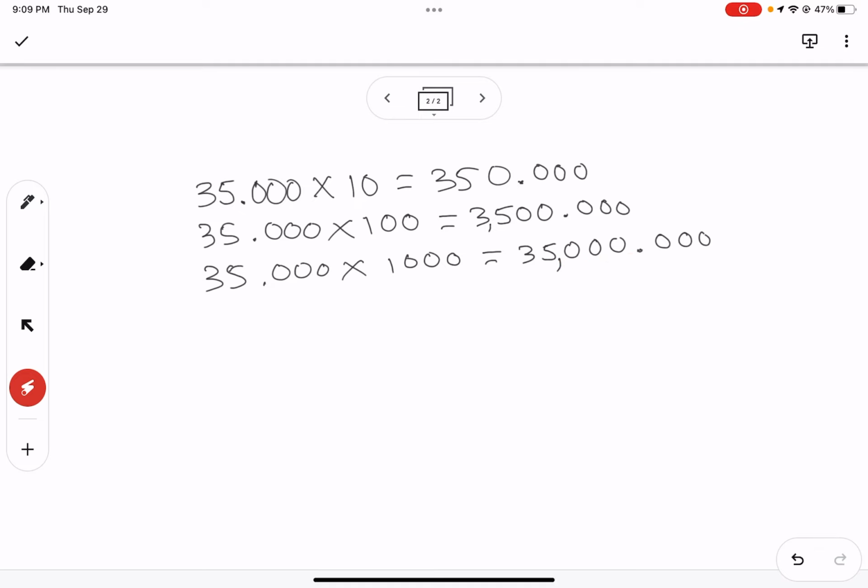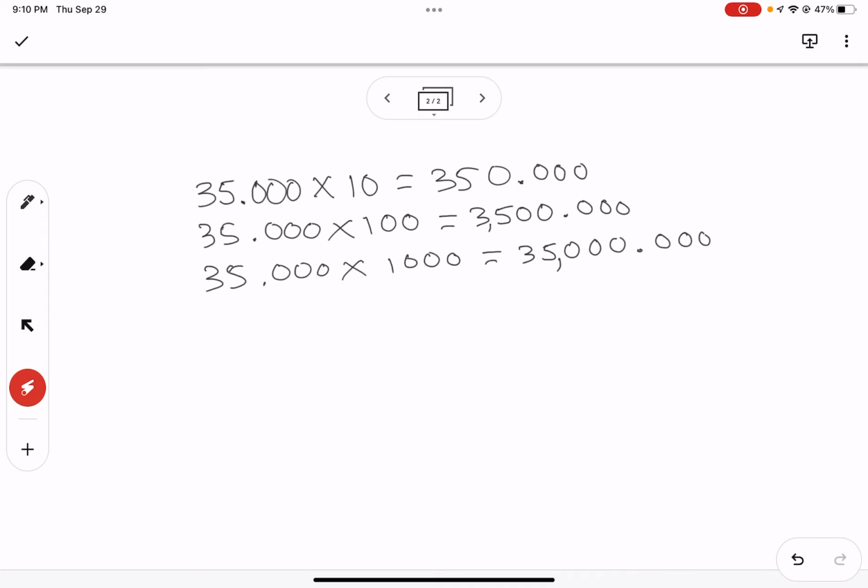And then if you compare that to what you see here, this one moved only 1 time and there's 1 zero. This one moved twice and there's 2 zeros. This one moved 3 times and 3 zeros. That's not a coincidence. This is our base 10 number system in play here.